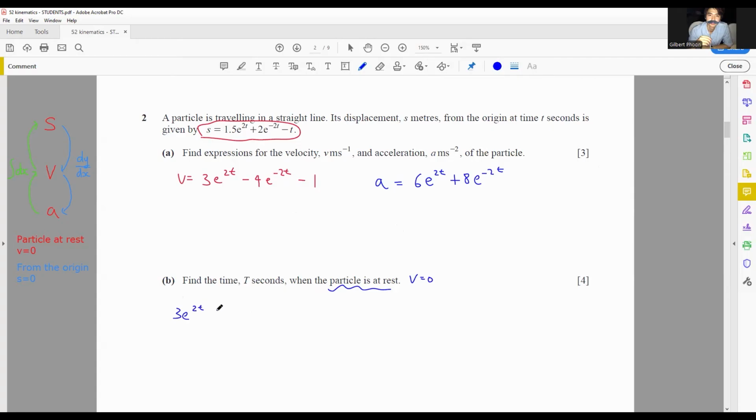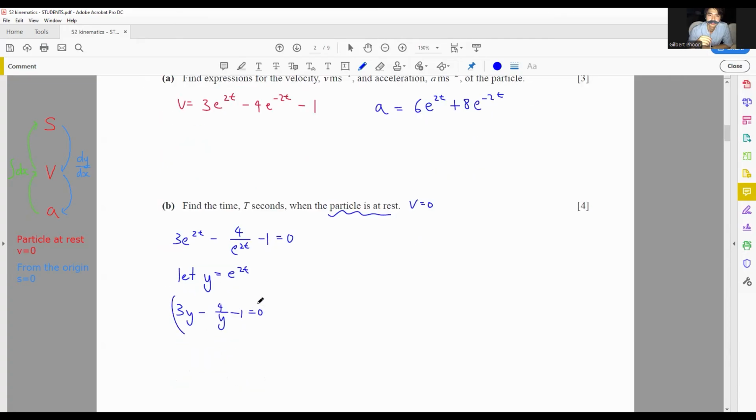3e to the power of 2t minus 4 over e to the power of 2t minus 1 equals 0. By now, you should be familiar with this part already. This is actually a quadratic equation. Let y equal e to the power of 2t. Then you have 3y minus 4 over y minus 1 equals 0.